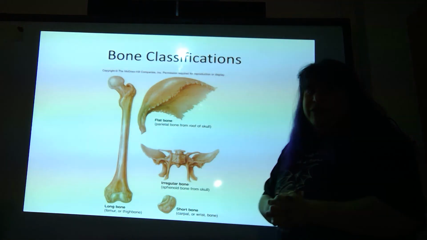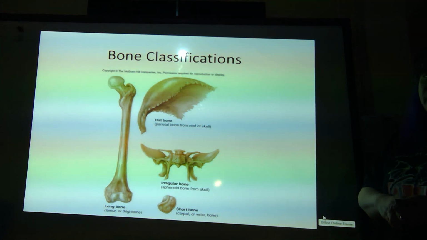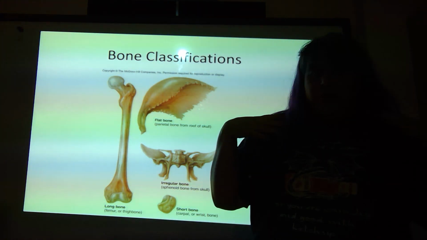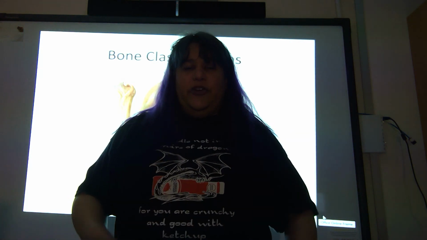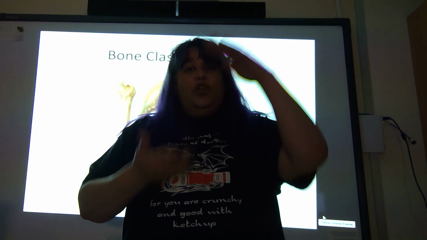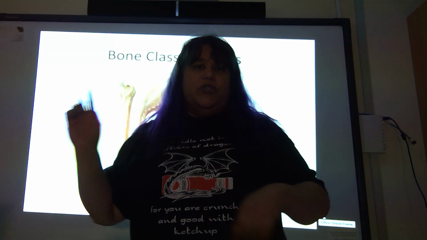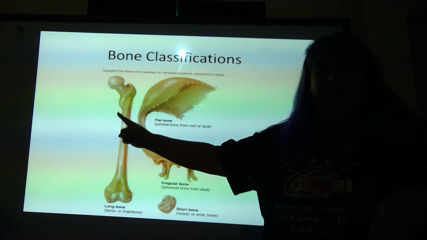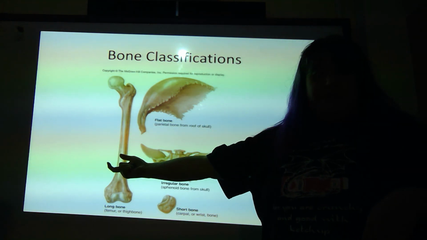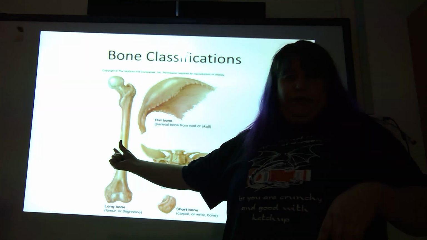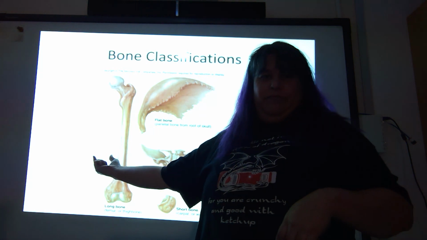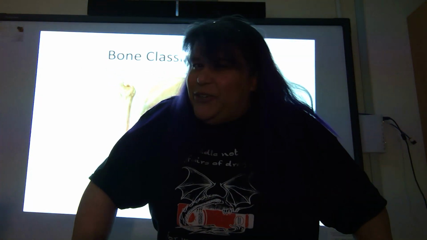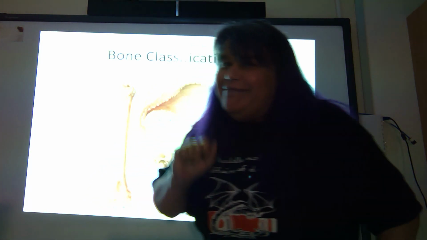There are also different classifications of bone. We've got long bones. Long bones are going to be in your arms, in your forearms, in your legs. They are longer than they are wide. So if you look at the femur here in the picture, you can see that it is definitely a heck of a lot longer than it is wide. It's really weird when you're trying to work a mirror image of what you're doing.